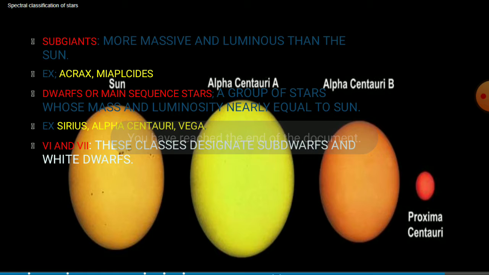So these are the Hercules classification of stars. This is very important for the examination. Hercules classified the stars based on the luminosity of the stars. So according to him, the stars can be divided into supergiants, blue giants, then giants, normal giants, subgiants, dwarfs or main sequence stars, and white dwarfs and sub-dwarfs. So these are the classifications of Hercules. Thank you.